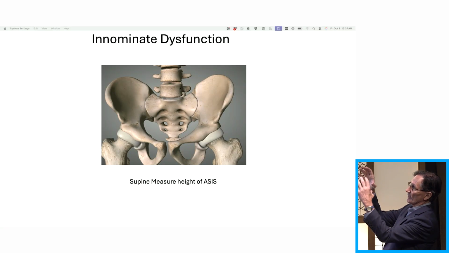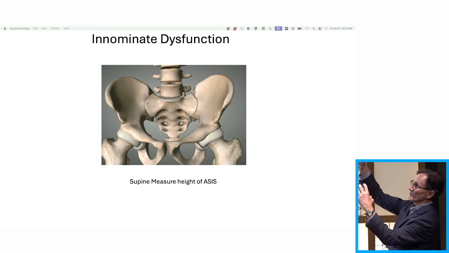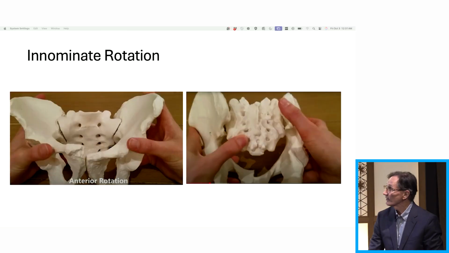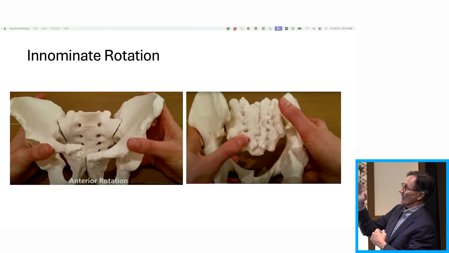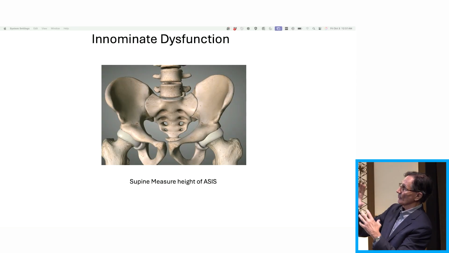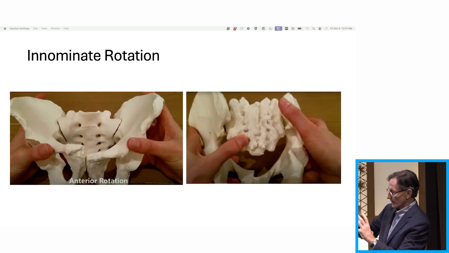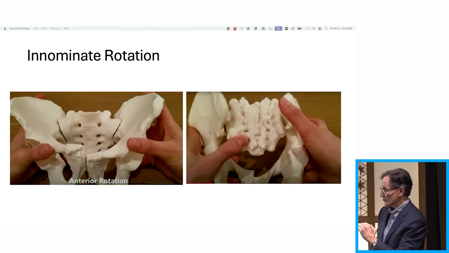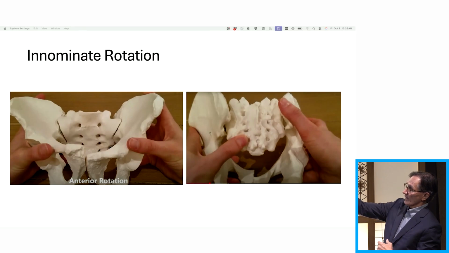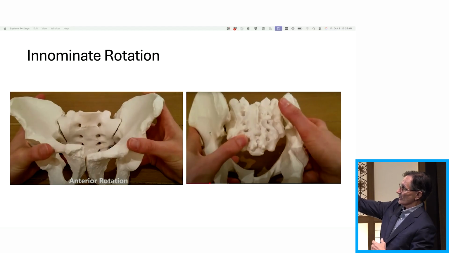and you feel for the heights of the ASIS, and if the left ASIS is up, turn them back over, and so what will happen is with a rotation, when you're prone, it will be higher this way, therefore the ASIS on the front will be lower. And so there you have on that left side a lower left ASIS, and in the back you have a higher right ASIS on the right side, and it's lower on the right side in the supine position.